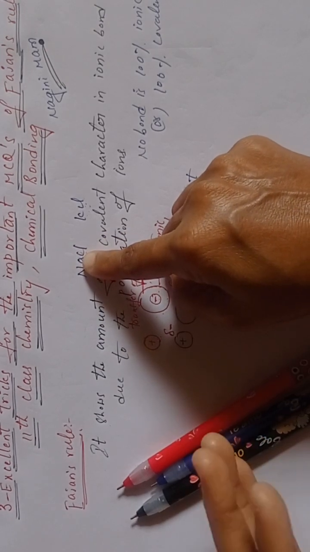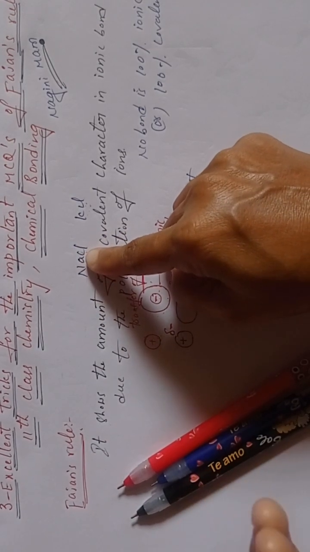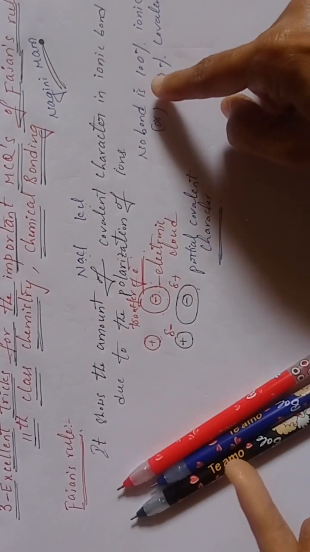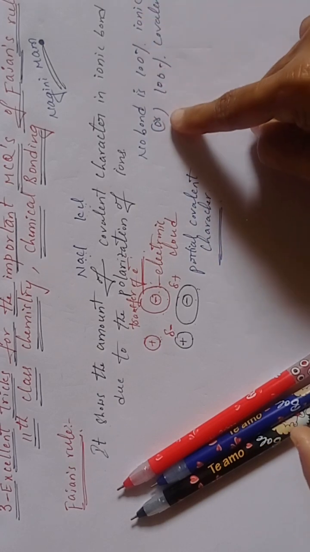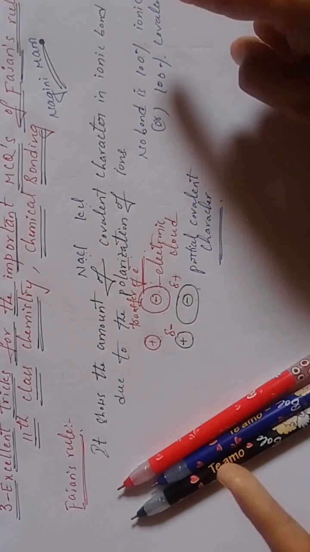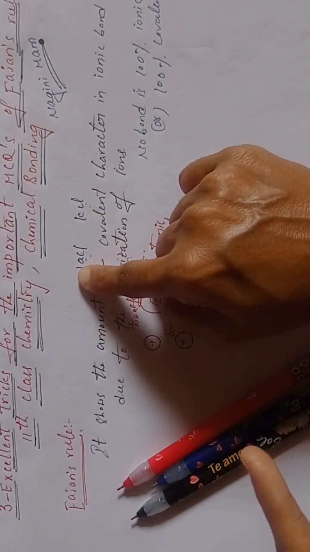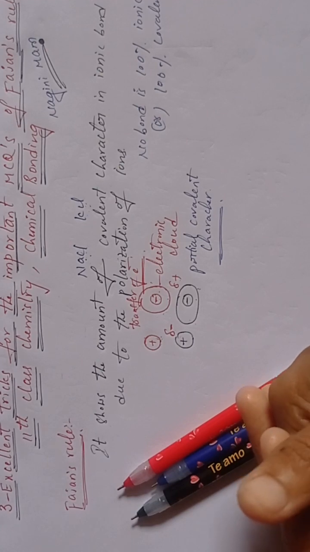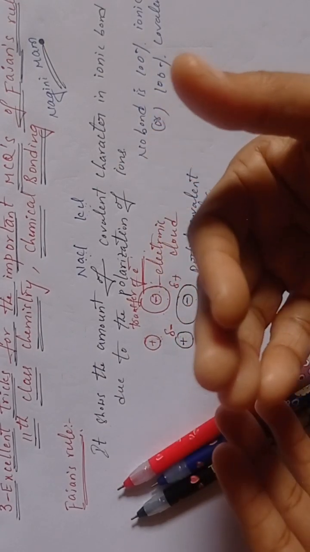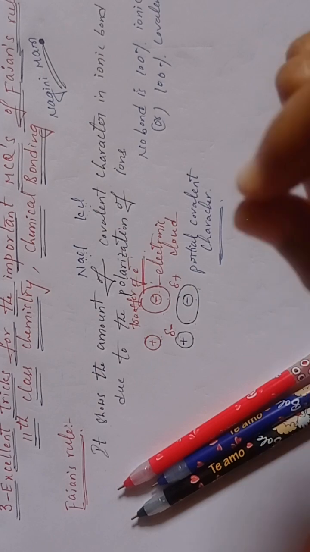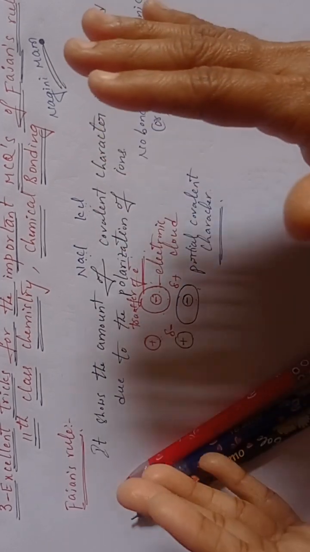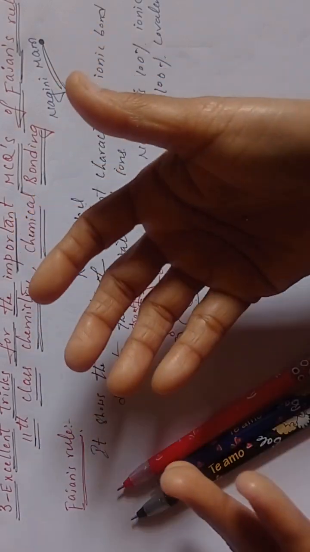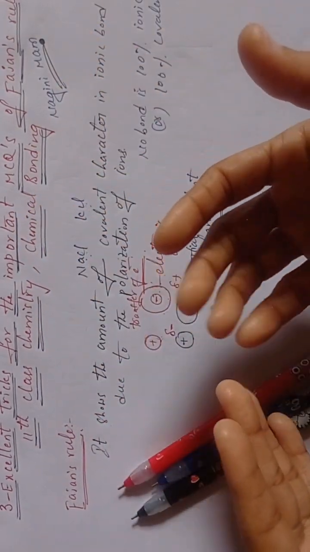But we cannot say this is a 100% ionic compound. You have to remember, students, no bond is 100% ionic or 100% covalent. These compounds are exhibiting both characters, ionic and covalent. But how much? 60% covalent and remaining 40% ionic, like that? Quantitatively we cannot say. Fajan's rule is completely a qualitative property.